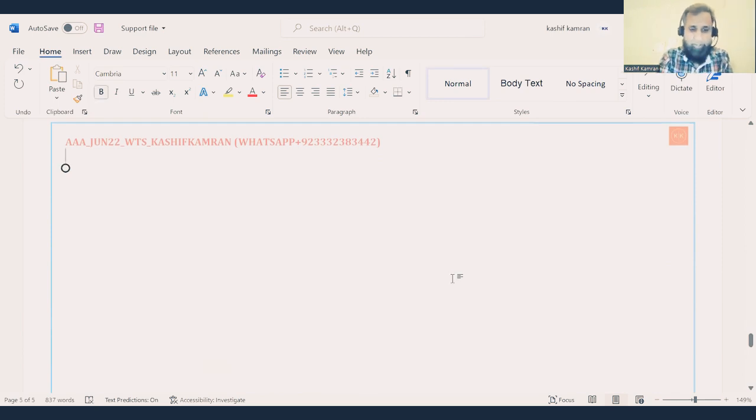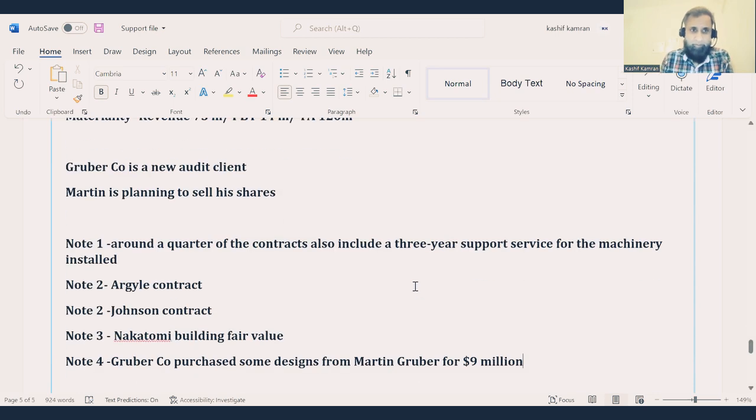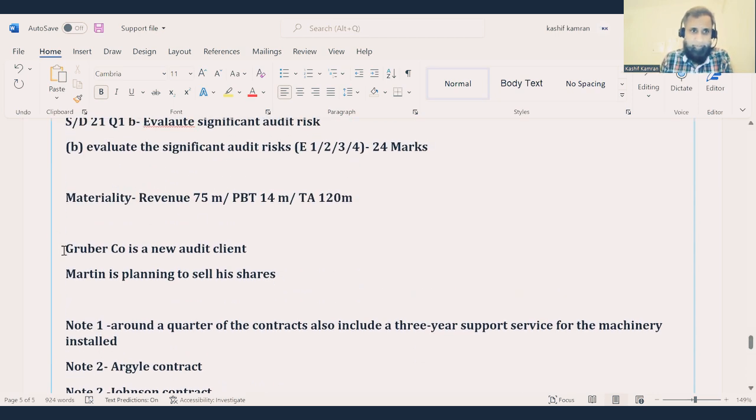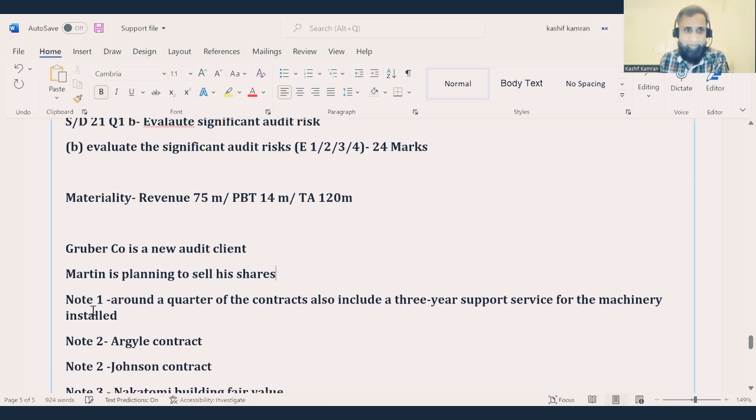Okay, so we are now attempting September-December 21, question number 1B: evaluate the significant audit risk. Evaluate significant audit risk, and this is what we got from it. I just copy-pasted my answer here. And how many risks have we got?